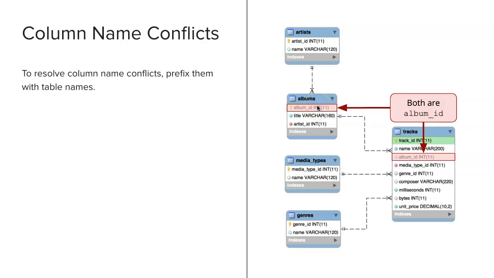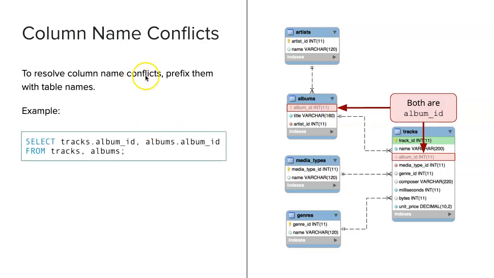To avoid conflicts, we prefix the column names with table names, for example, like this. Maybe you've seen this in other classes, where instead of just saying album ID to select the column, we specify the table name. So we say tracks.album ID and then albums.album ID. We prefix the table name using a dot to specify that I'm talking about album ID from this table versus album ID from that table. So we're going to see this as well.